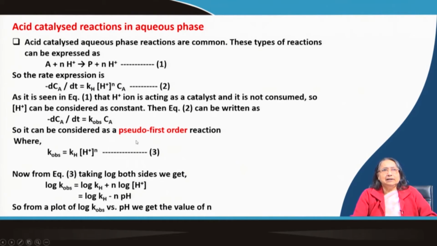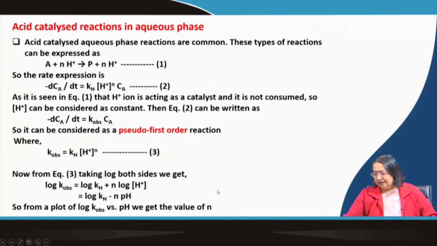Okay. So, it can be considered as a pseudo first order reaction. An acid catalyzed reaction is pseudo first order here. I already discussed this type of thing when I was discussing the kinetics. So, here you can see that k observed is this one. Taking log, you can get log k observed is log kH plus n log H+. So, if you vary the pH and measure k observed, then you can plot log k observed versus pH, and we can get the value of n from the slope.